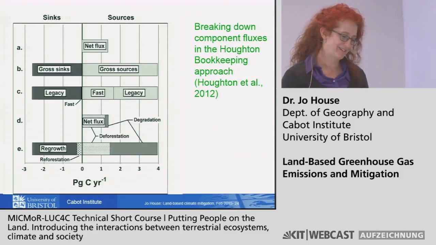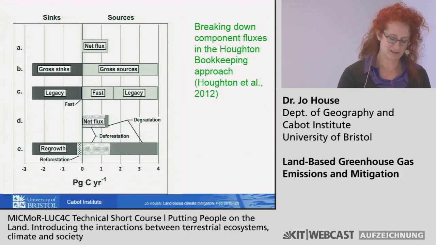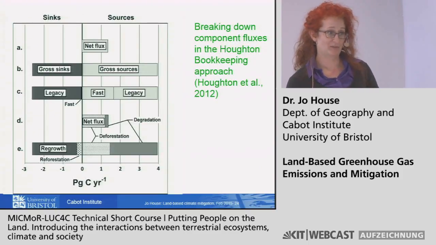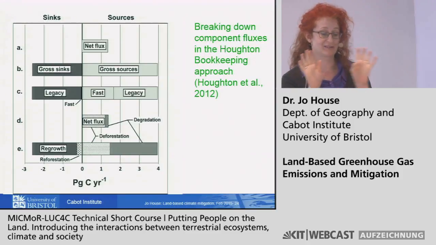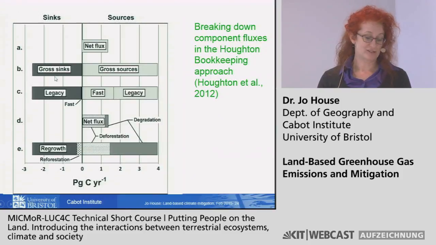And then another issue is when you're talking about gross, Alma just mentioned the gross and net stuff, that becomes quite complicated because different people mean different things by gross and net. I don't want to go into it too much. But you have your gross sources, which you can think of as essentially deforestation and forest degradation, and your gross sinks are your regrowth. And you add those together and you come up with a net flux.